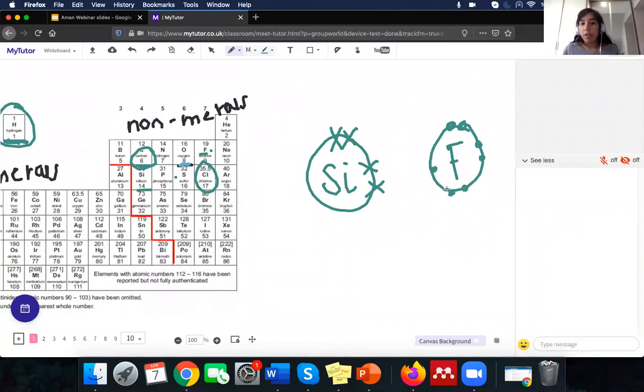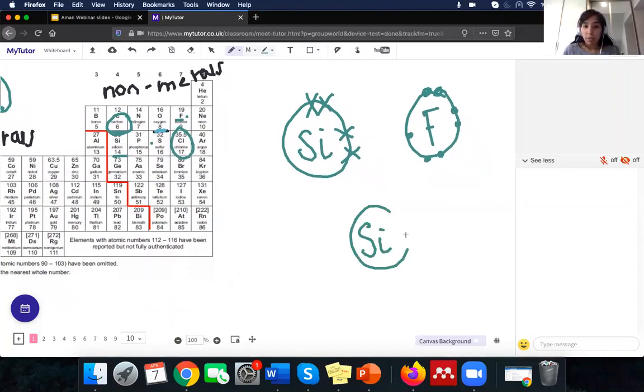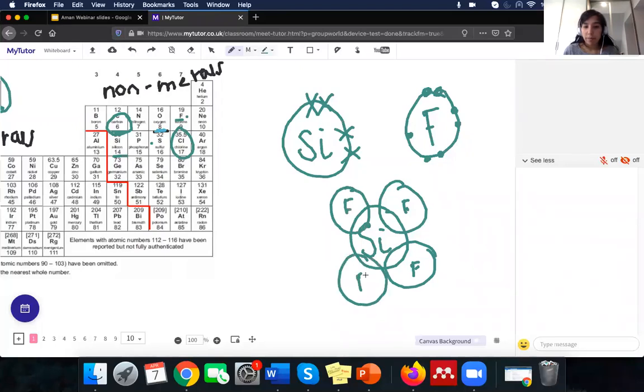So if silicon and fluorine want to bond, we know that silicon wants 4 electrons to fill its outer shell, whereas fluorine only needs 1. So that means for silicon to bond with fluorine, we have to bond with 4 fluorine atoms, sorry. So it would look like this. So remember the Venn diagram structure. Fluorine will share 1 electron with each silicon, and silicon will also share 1.